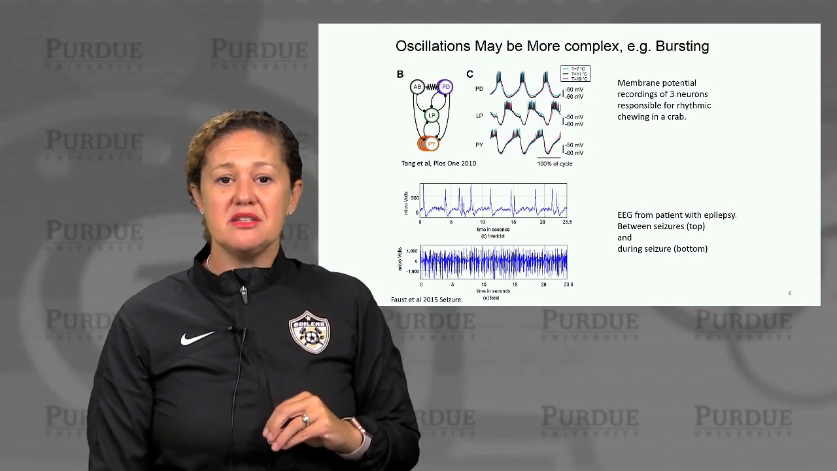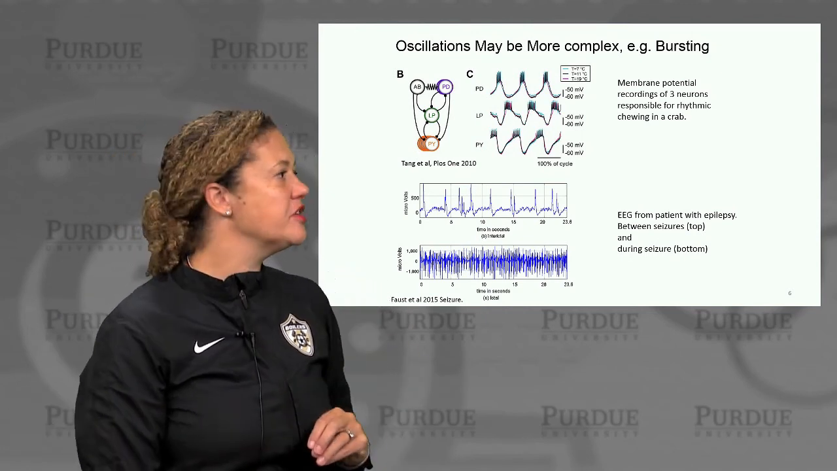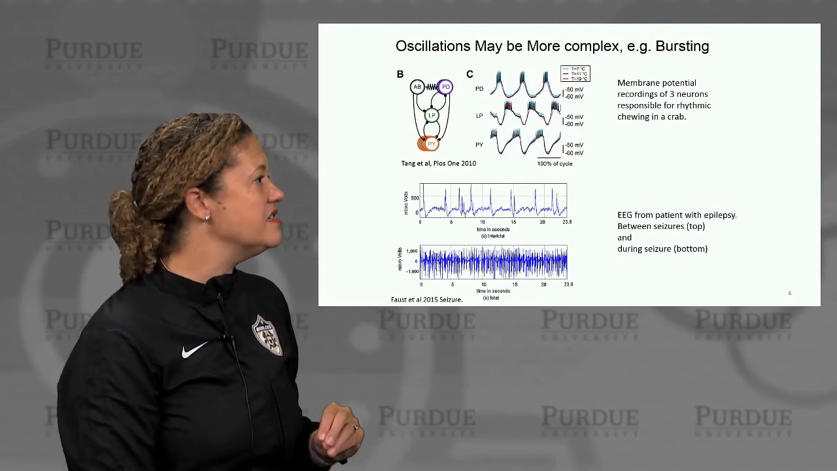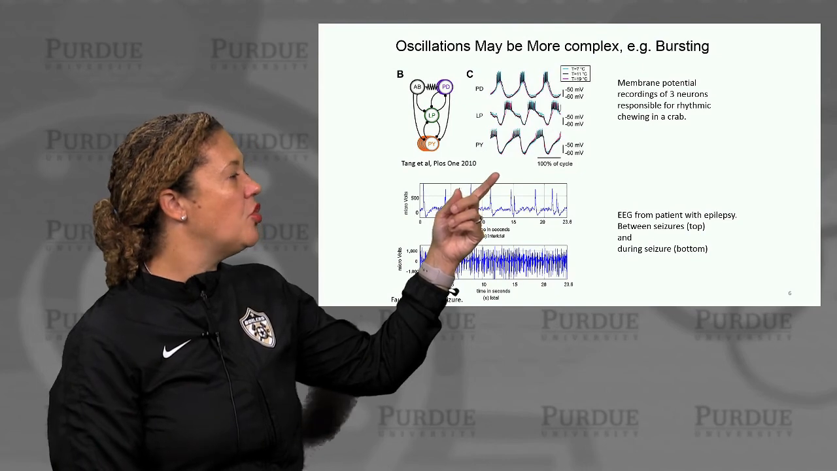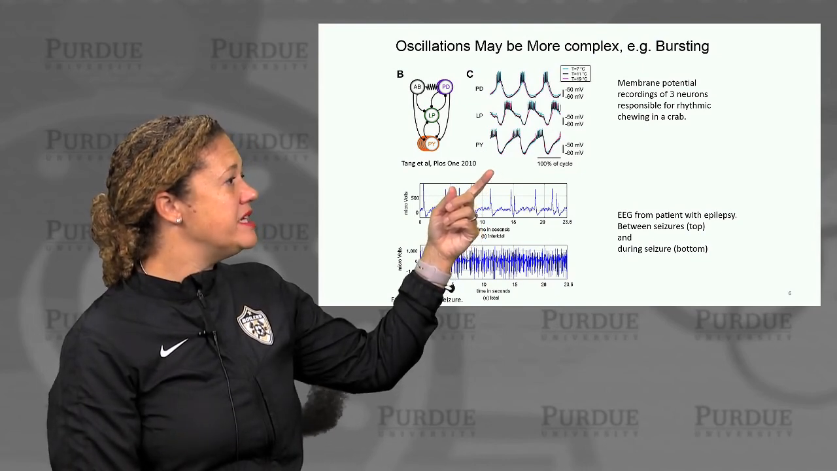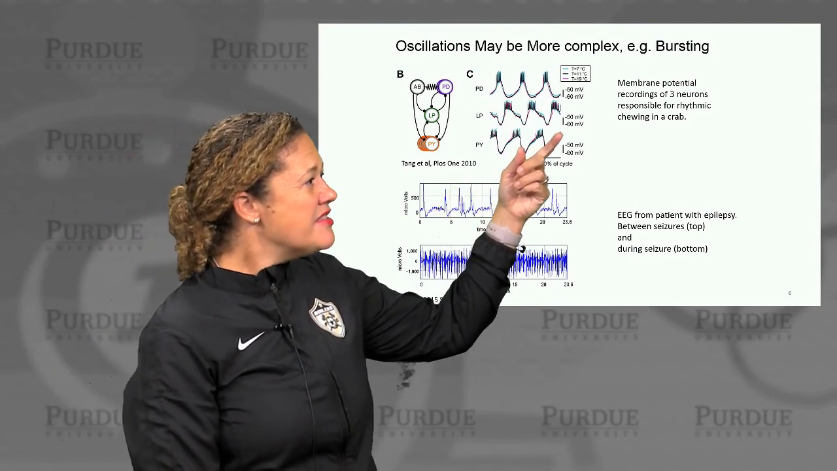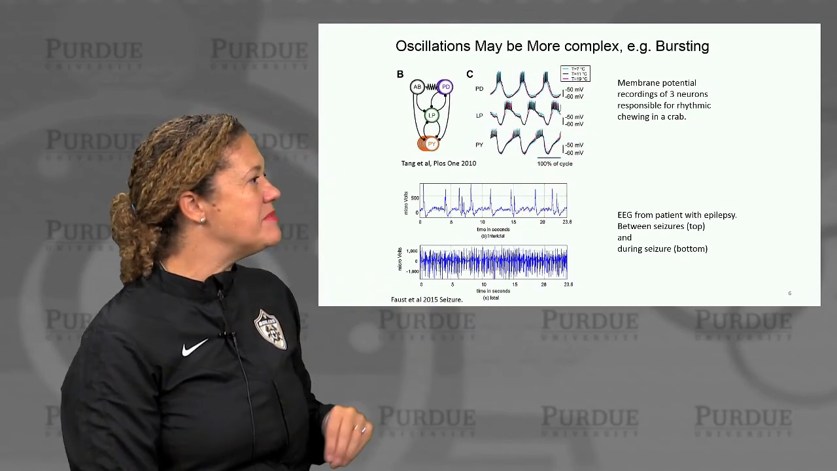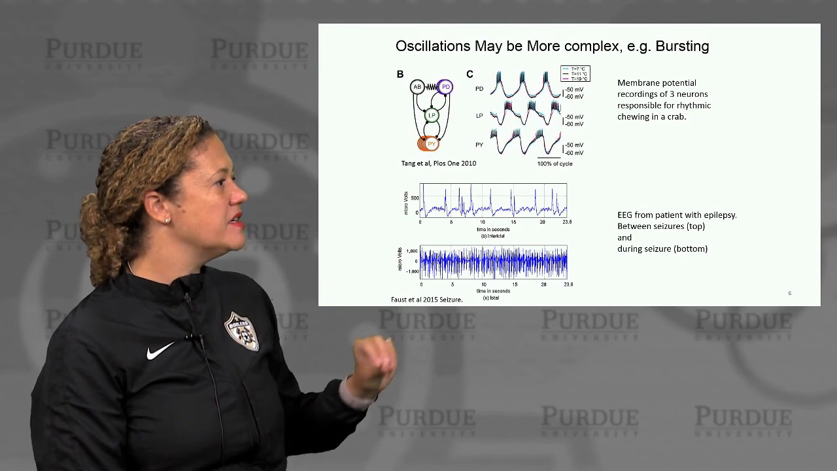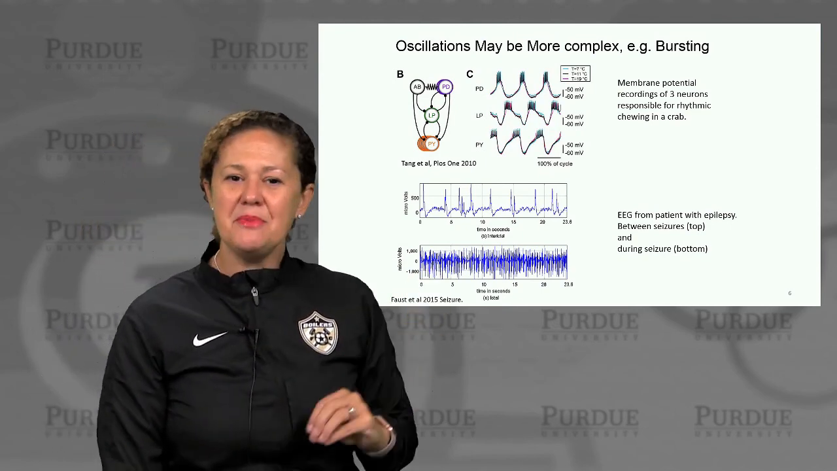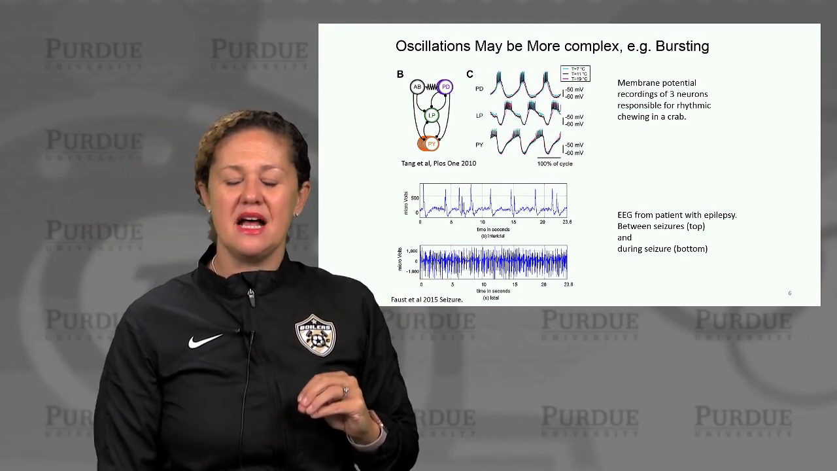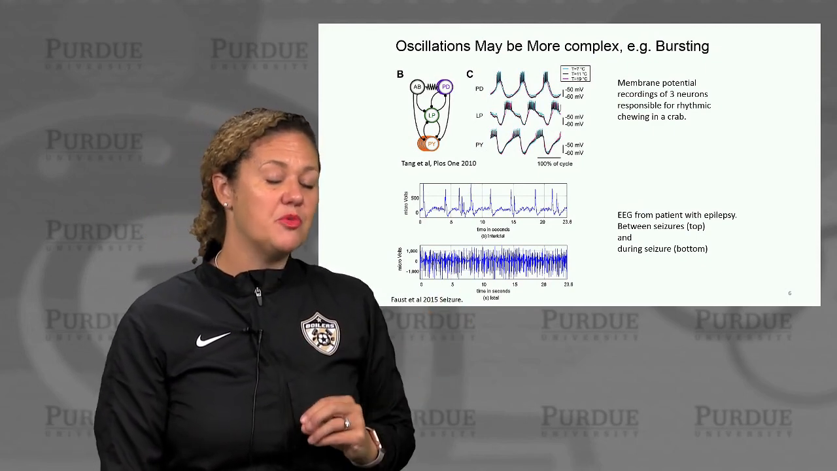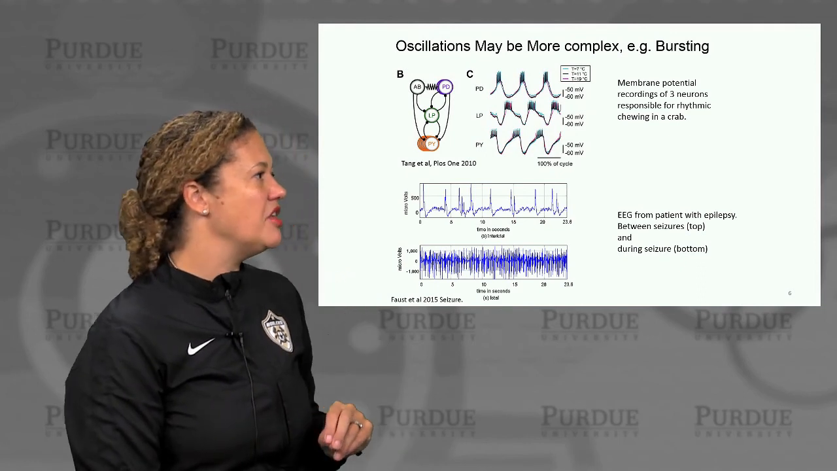So oscillations may also be more complex. Many biological oscillations may have bursting behavior, for example. This is common again in neuronal systems and excitable cells. So here we see some recordings from 3 different neurons that are responsible for the rhythmic chewing in a crab. And the crab is a really interesting model system here as well, because the temperature independence of these oscillations can be observed, which is an interesting feature that comes up, we'll talk more about later, in a lot of our biological oscillations.